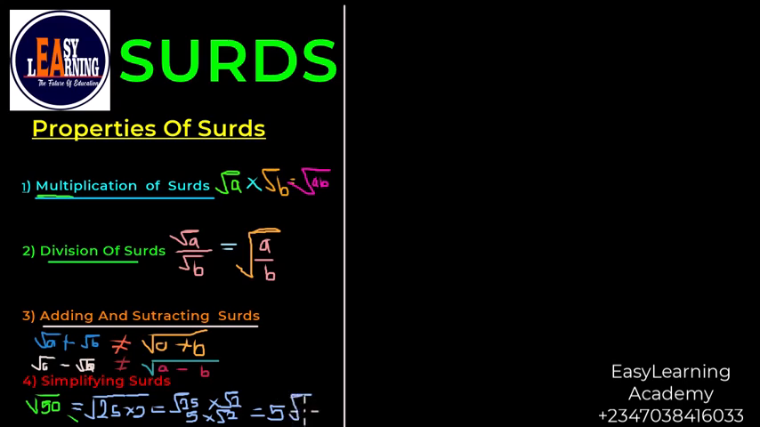So we can simplify our surds by breaking them down into small units. We have 50 here, so look for a perfect square that you can multiply with a number to have that 50, find the square root, and that is it. So these are some of the common properties of surds. Then there's something I want us to see, and that will be when we talk about what we call rationalization of surds.